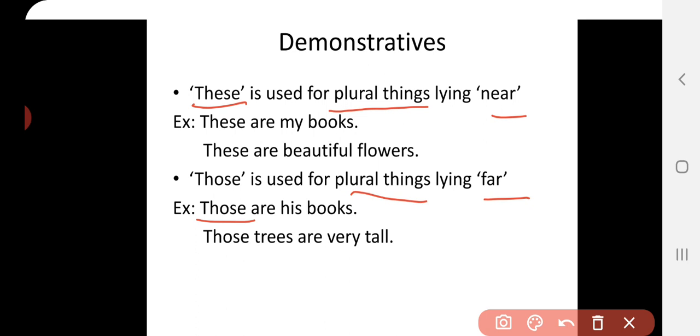There are 4 demonstratives: this, that, these, those. This and that are for singular, and these and those for the plural. This and these are for the things near, that and those for the things far.